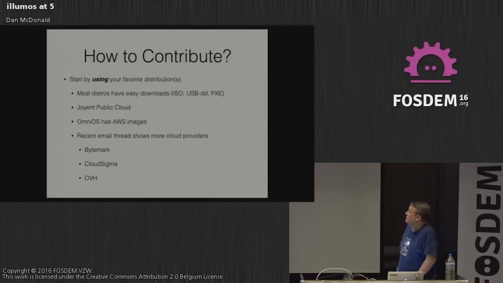If you want to contribute, the first thing you do is start using your favorite distribution. Most of us have easy downloads in ISO, PXE boot, or USB that you can dd onto a USB stick. I'm handing out OmniOS installers at the Llumos booth today. We don't have a lot left, but I'll be there and you can grab one for yourself. OmniOS also has AWS images if you want to try it in the cloud. And if you want to try it in the cloud natively, you can go grab a Joyent SmartMachine. And recent email threads have shown that Bytemark, CloudSigma, and OVH all will gladly support Llumos for you.